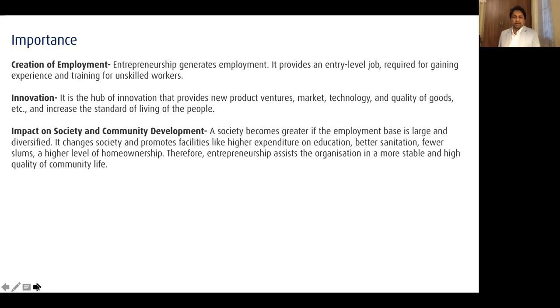For example, better education, better sanitation, fewer slums, home ownership, better agriculture facilities, better standard of living for the taxi drivers. It could be a better standard of living for the hairdressers. It could be just about a better standard of living for the restaurant workers and so on.